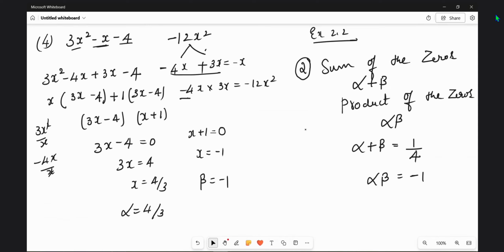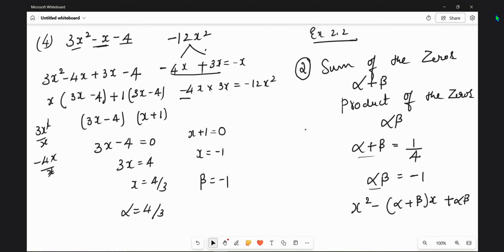Now we should find the quadratic polynomial. If you know alpha plus beta and alpha into beta, we can find the quadratic polynomial. It will be equal to x square minus alpha plus beta into x plus alpha into beta. Okay. So if you know alpha and beta, from that we can get the polynomial. So that will be equal to x square minus of alpha plus beta into x plus alpha beta. So they have given alpha plus beta and alpha into beta. Substitute the values, you will get the polynomial.